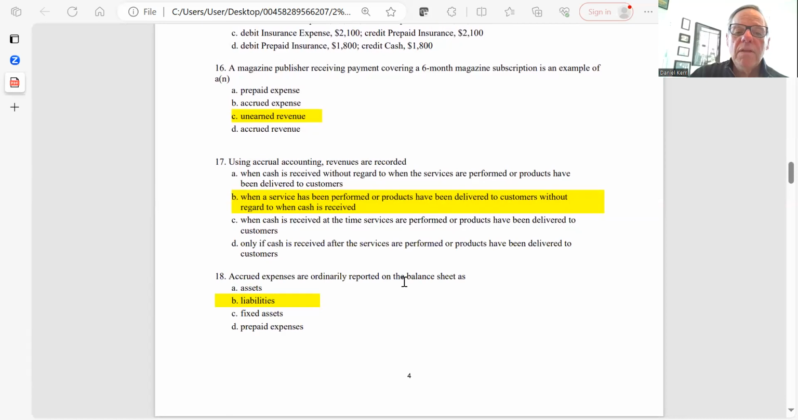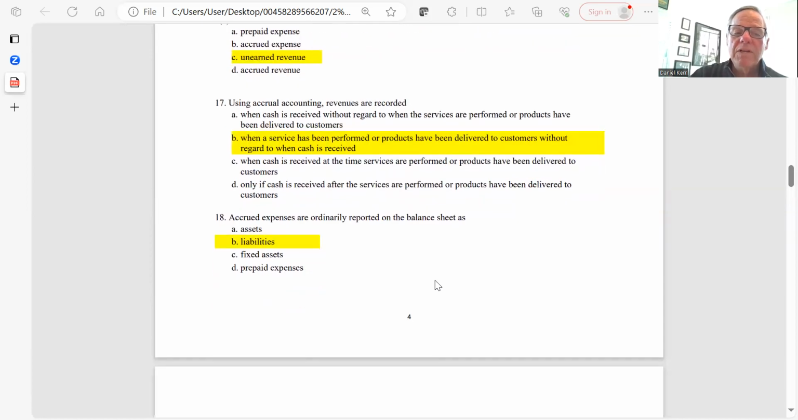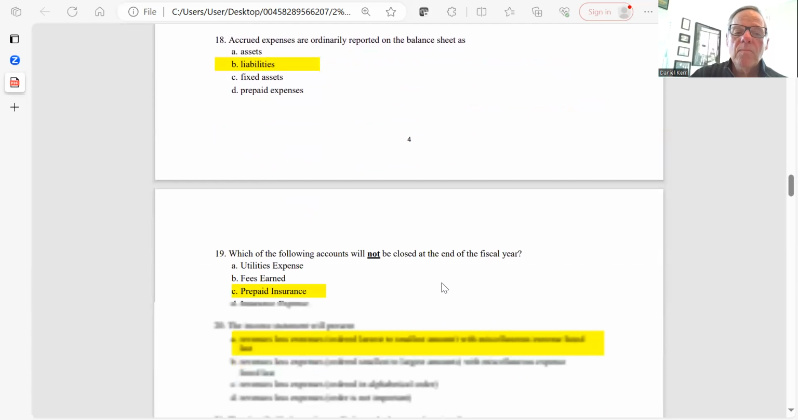Accrued expense ordinarily reported on the balance sheet. Remember, every adjusting entry involves both an income statement account and a balance sheet account. So a good example of accrued expense would be when we debited salary expense and credited salaries payable. So accrued expenses were ordinarily listed on the balance sheet as liabilities. And think of the salary example as an example of that.